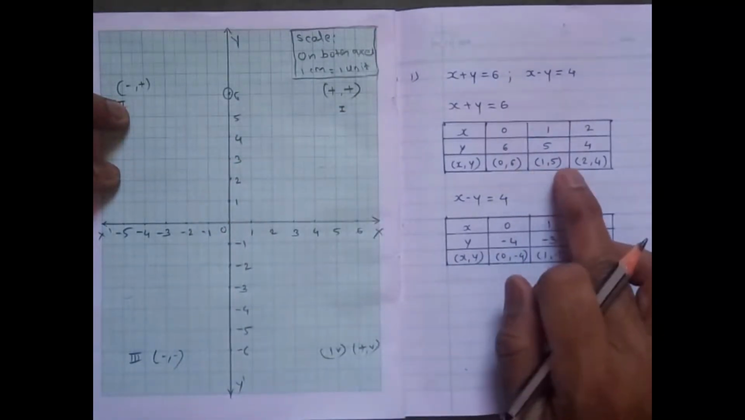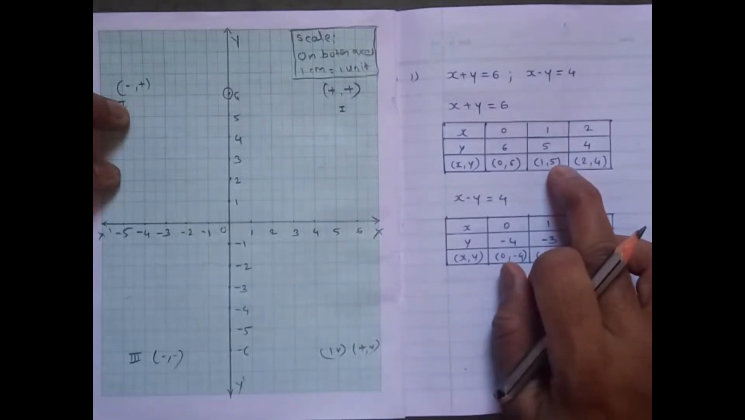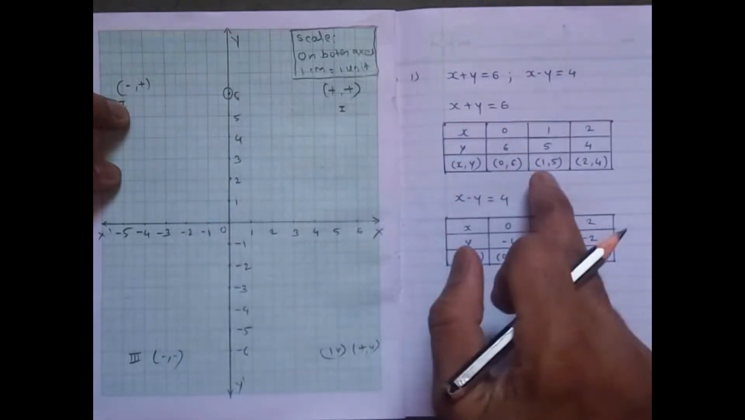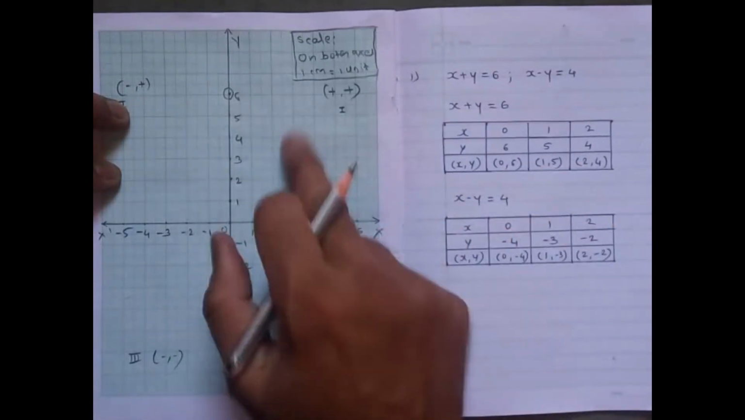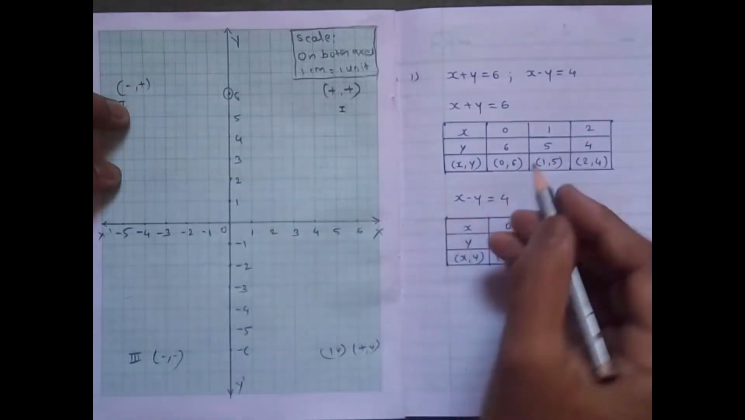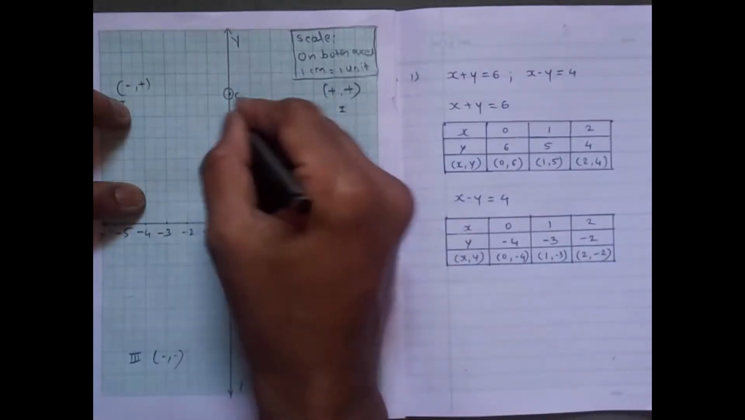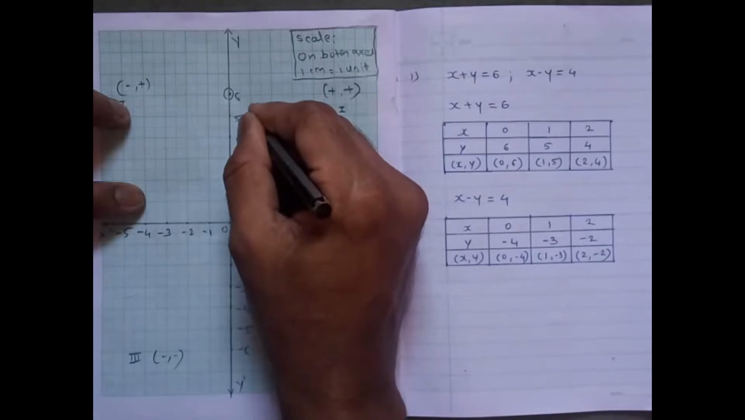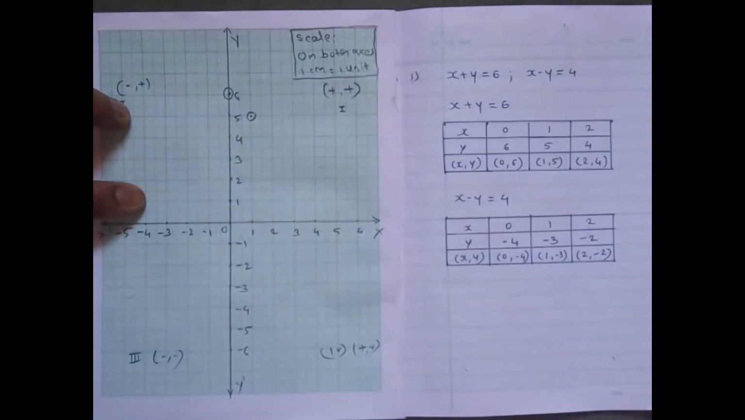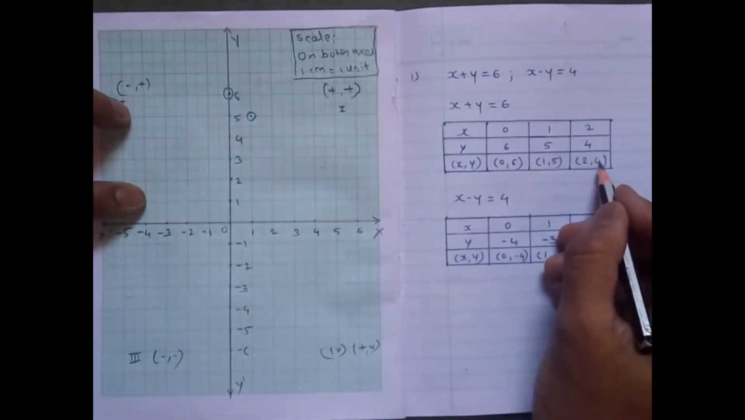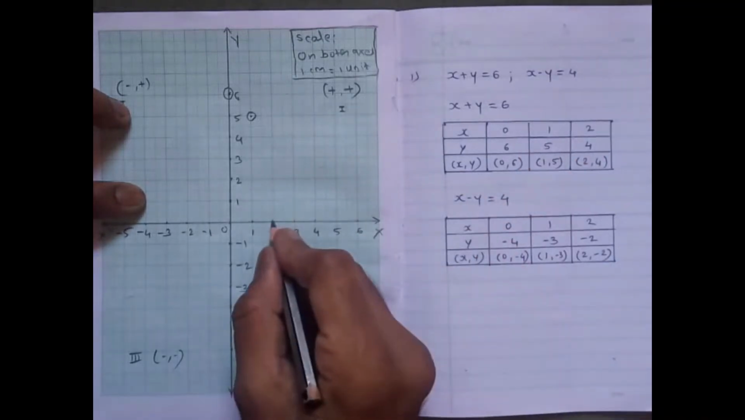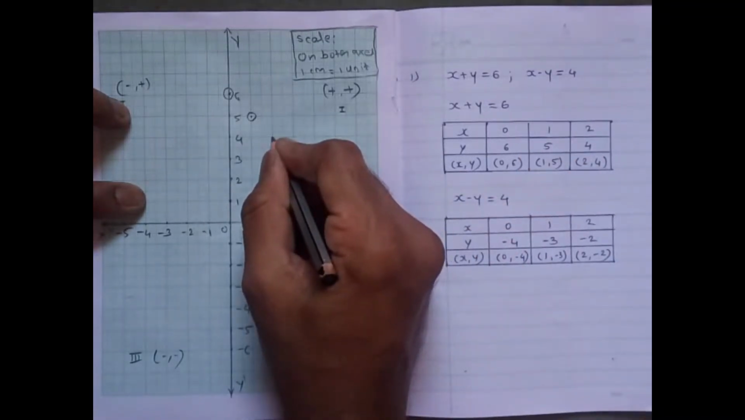Now here is +1 and +5. So where will this point come? This point will come on the, both are the positive, so it will come in the first quadrant. So what +1 means value of x is +1 and value of y is +5. So +1 and +5, this is the second point. Third is +2 +4, means it is in the first quadrant, +2 and +4. So we got 3 points.